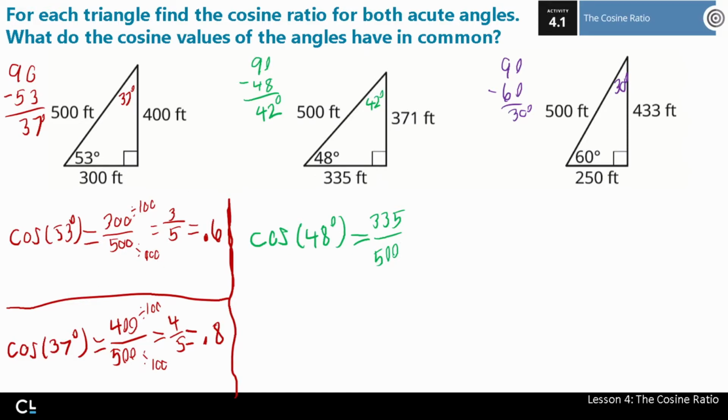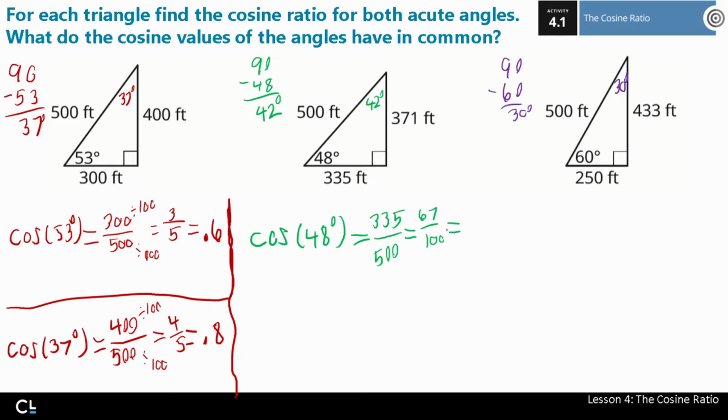We want to try to simplify this. So what we could do is first divide it by 5 at least. That's going to give me 67 up top. Divide the bottom by 5, it's going to give me 100. Can we divide both of those by something? Let me think. I don't think we can. So it's just going to leave us with 67 over 100 when we divide the top and the bottom by 5.